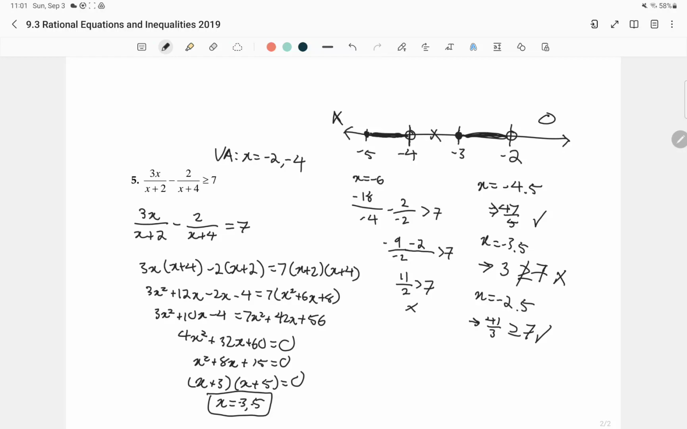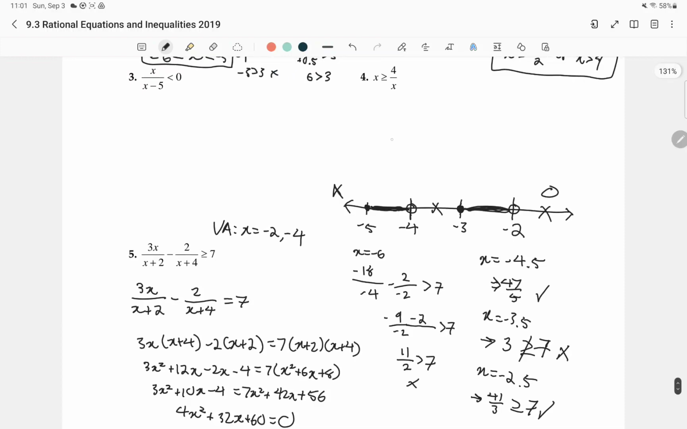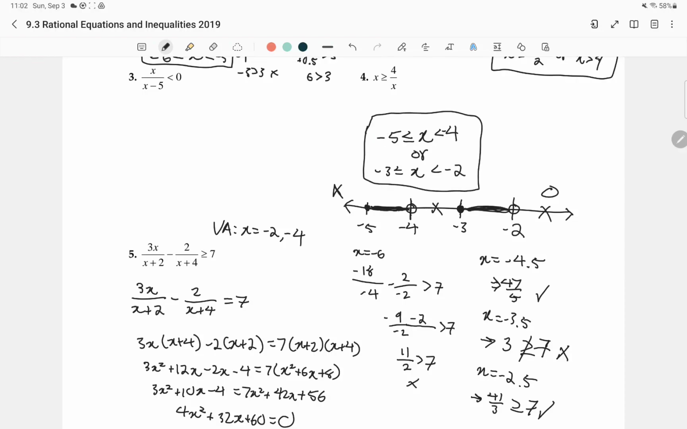And then the easy one to try on the very end is just 0. So the first one's going to be 0. The second one is going to be -2 over 4, which is not greater than or equal to 7. So we don't need to worry about things here. Which makes our final answer -5 less than or equal to x, which is less than -4, or -3 is less than or equal to x, which is less than -2. And this is our final answer. You need to have both to have a complete answer.